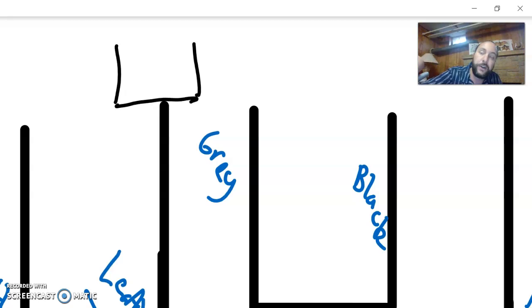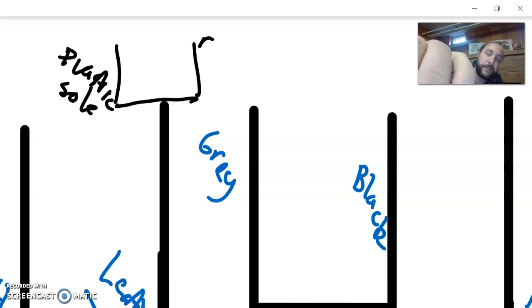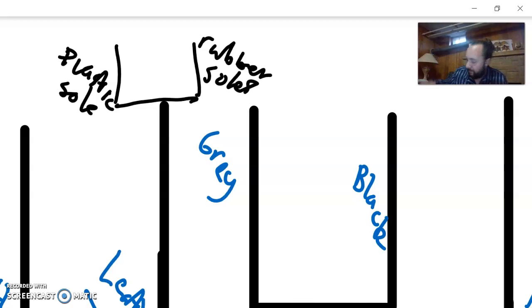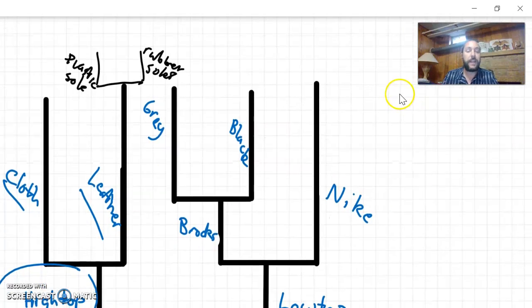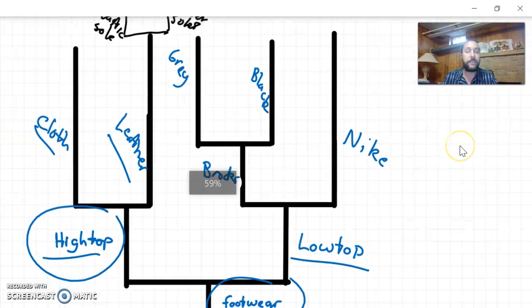And I'm going to have to put plastic soles or rubber soles. Right? Because these ski boots have plastic soles on them. And maybe that's enough. And now I have divided those up, and now I've figured out something new. And that's another way that taxonomists, biologists who study how we classify things, how they use phylogenetic trees to help them better understand living things.